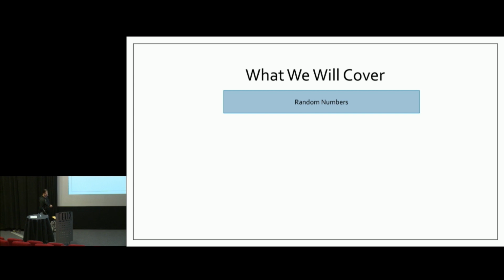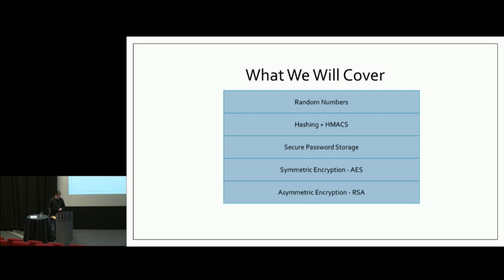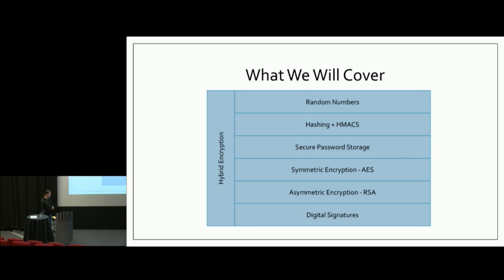We're going to start off by looking at random numbers, because it's kind of the core principle of cryptography: have good random numbers. We're then going to take a quick look at hashing and hash message authentication codes. We're then going to talk a bit about secure password storage. Then we're going to talk about symmetric encryption and AES in particular, and asymmetric encryption and RSA in particular. And then we're going to talk a bit about digital signatures. But once we've done that, we're going to combine some of these things together to do what's called hybrid encryption.